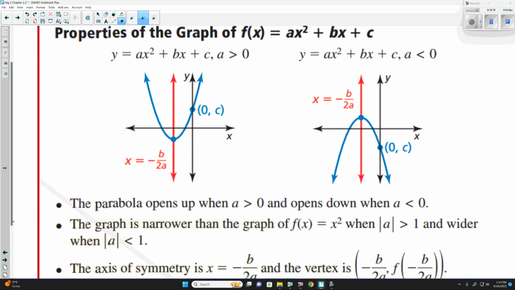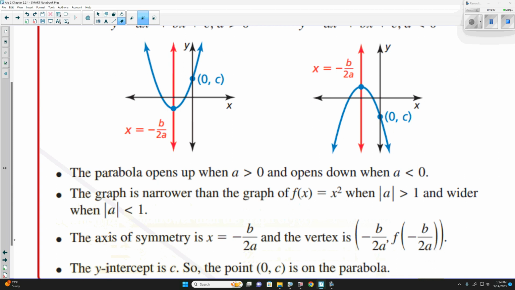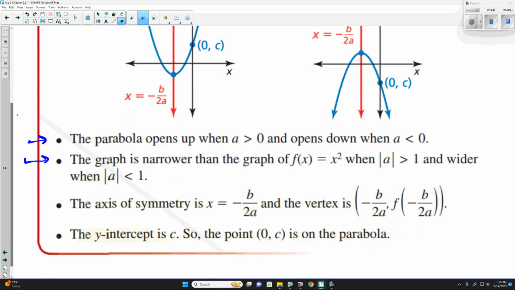Now, for the parabola, the value of A is still working the same as it did in vertex form. If A is negative, we have a negative in the A spot, it is a reflection across the x-axis, which means instead of opening up, it opens down. So that's not changed. If the value of A is greater than 1, it's a vertical stretch. If it's between 0 and 1, it's a vertical shrink. That's all these first two are talking about.